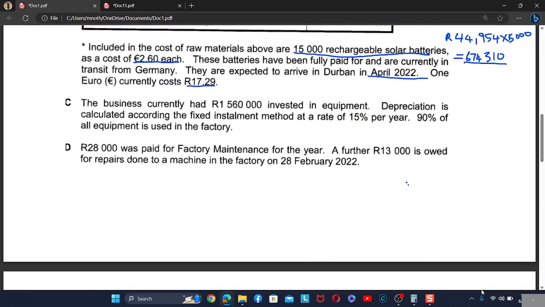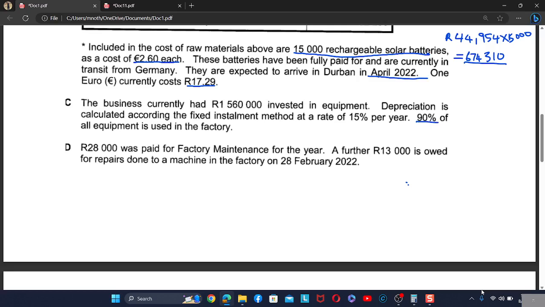The business currently has 1,560,000 invested in the equipment. Depreciation is calculated according to the fixed installment method. The fixed installment method is the same as the cost price method: you just take the amount and multiply by the percentage. You don't subtract the accumulated depreciation. And they are saying that 90% of all the equipment is used in the factory.